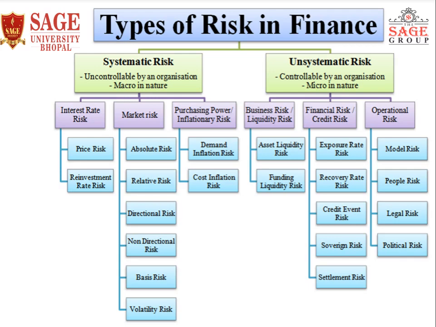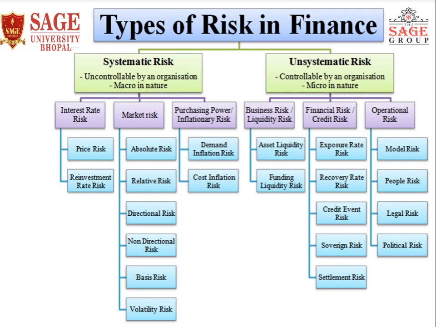If you talk about inflation risk or market risk, these come under the category of systematic risk. But if you talk about any labor strike or any fault in the production of the company, that would come under the unsystematic risk of the organization. Okay, so in systematic risk, we have three different types of risk: interest rate risk, market risk, and purchasing power risk. So what is interest rate risk?